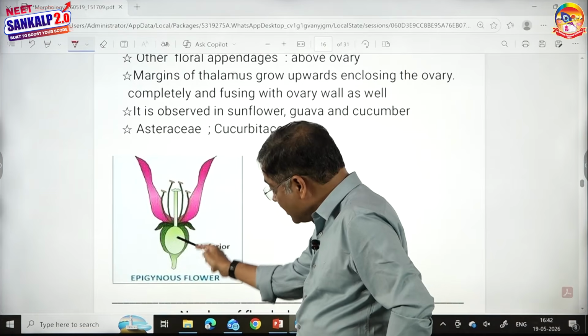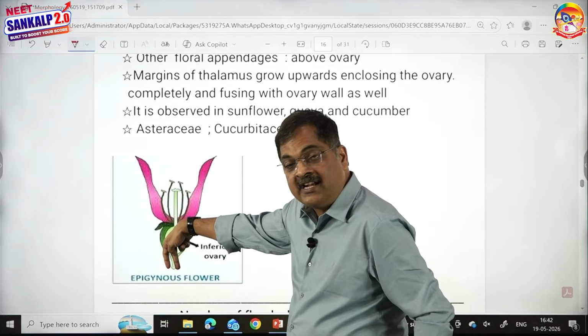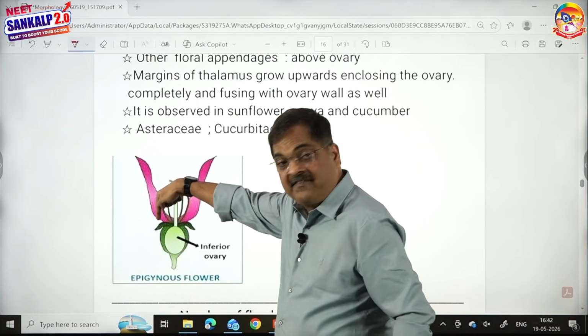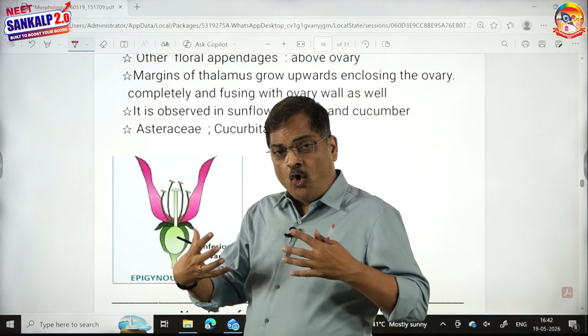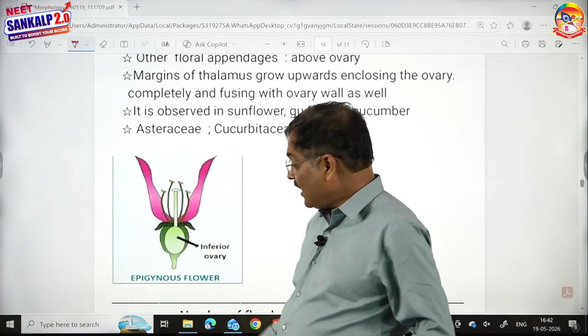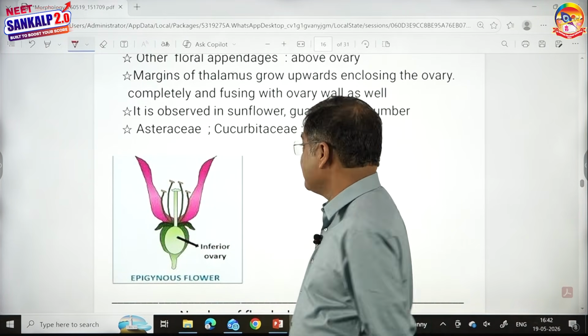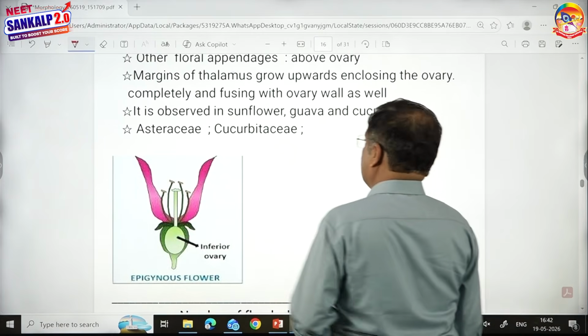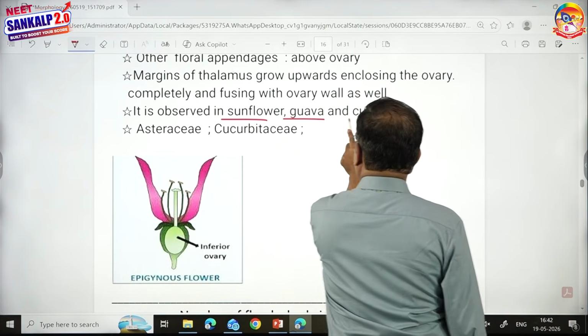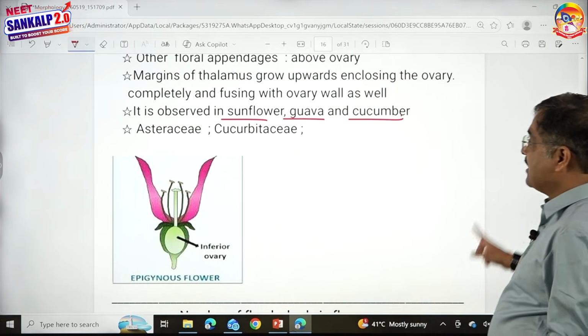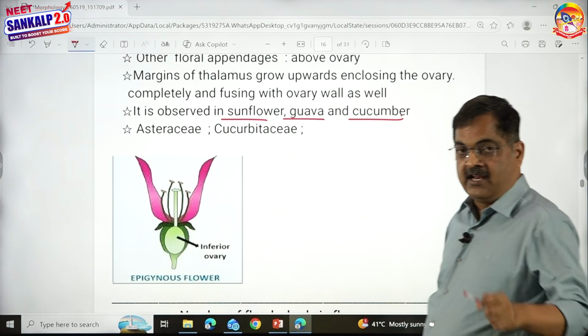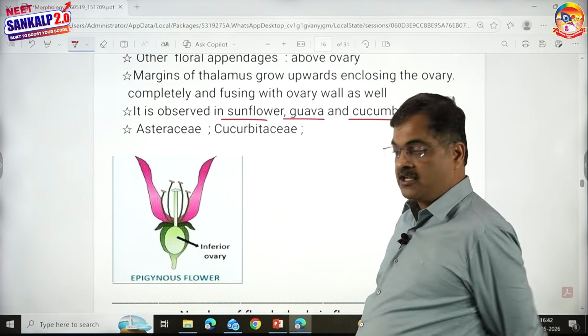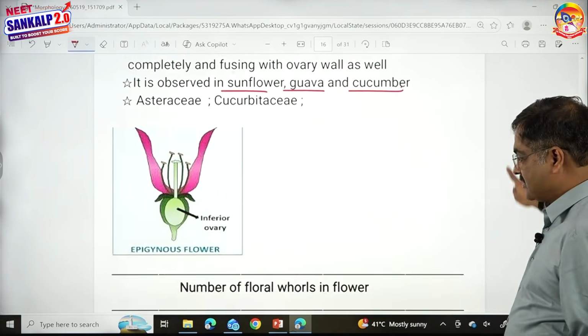When the thalamus is deep cup shape, ovaries arise from the center. The remaining floral members arise from the rim, and as a result, the ovary is inferior. And ovary wall is fused with thalamus wall as well. Very important are guava, sunflower and cucumber. This is a very popular area. Very, very important unit. This is called epigynous flowers.